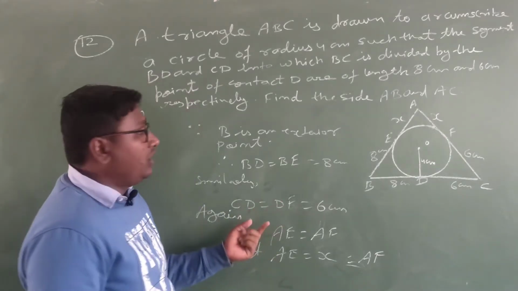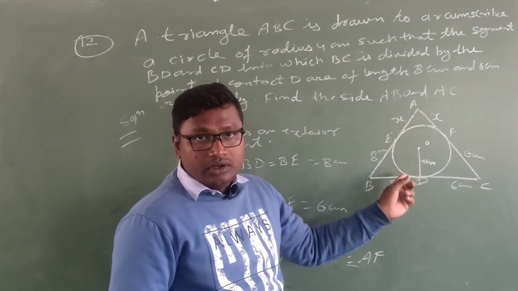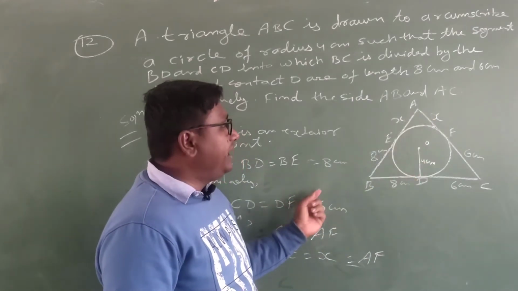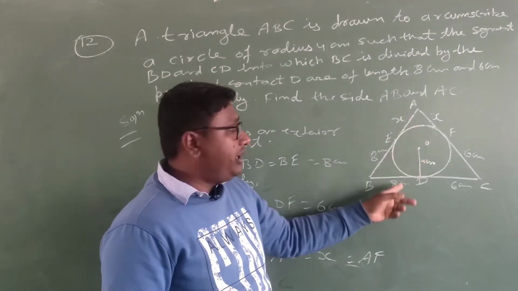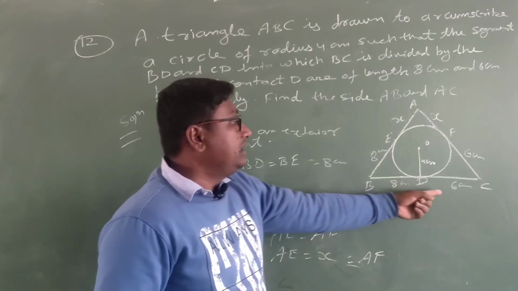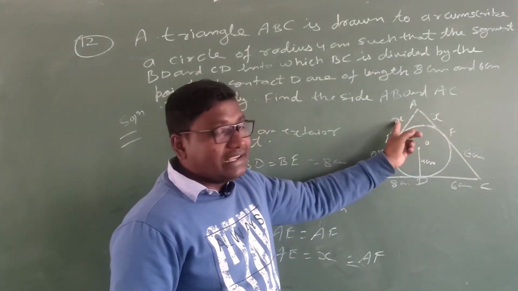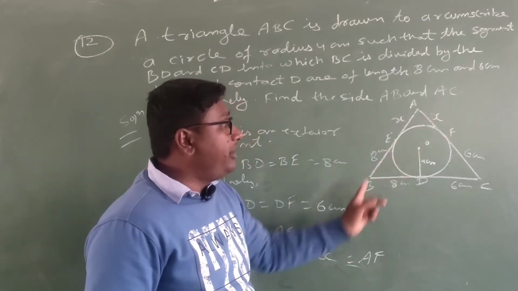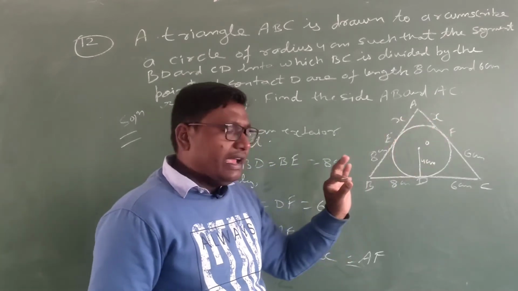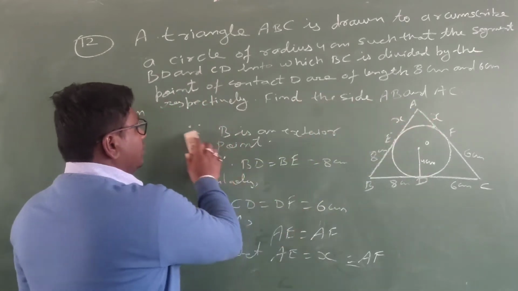Now I am erasing this. Whatever I have written here has already been put in the figure also. I have written this is 8, this will also be 8, that's why I have written 8 here. I have written here this is 6, that's why it will also be 6. I have assumed this X, that's why it will also be X. Everything I have written on this figure. Now you see the solution.